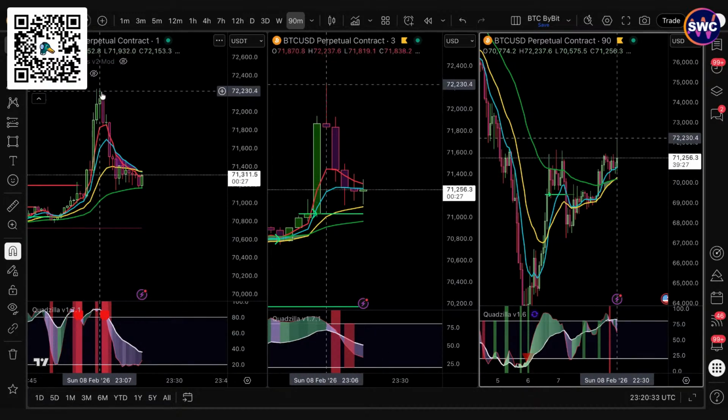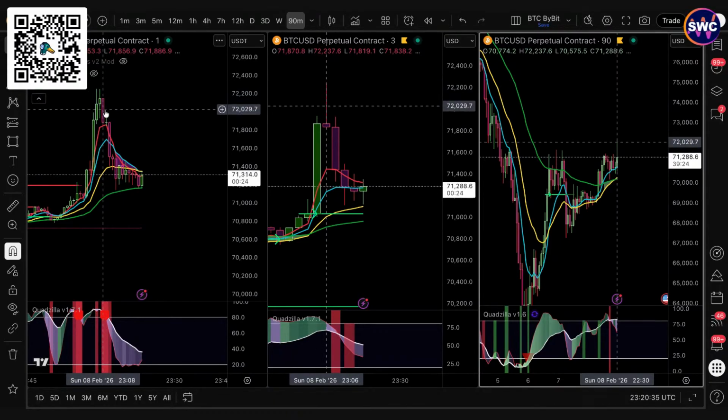I think that was the short, wasn't it? I missed that. Market Cipher B, okay, for the bear divs. Yeah, I've never used Market Cipher actually.